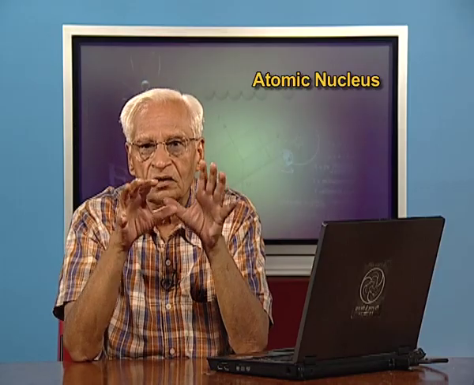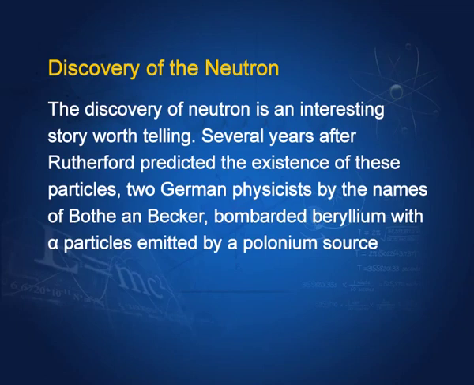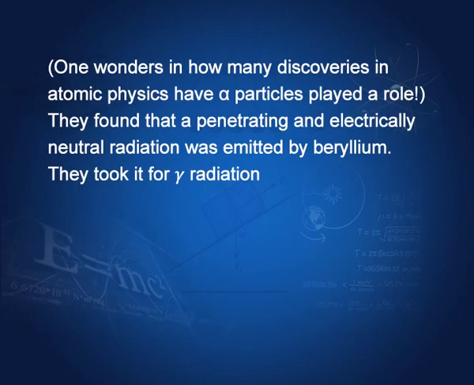So, let us now concentrate on the discovery of the neutron. This is another very interesting story. The discovery of the neutron is an interesting story worth telling. Several years after Rutherford predicted that such particles exist, two German physicists by the names of Bothe and Becker bombarded beryllium with alpha particles emitted by a polonium source. Have you ever wondered how many times we shall involve alpha particles in various discoveries? They found that a penetrating, electrically neutral radiation was emitted by beryllium when bombarded by alpha particles. They thought that this emitted radiation was gamma radiation.